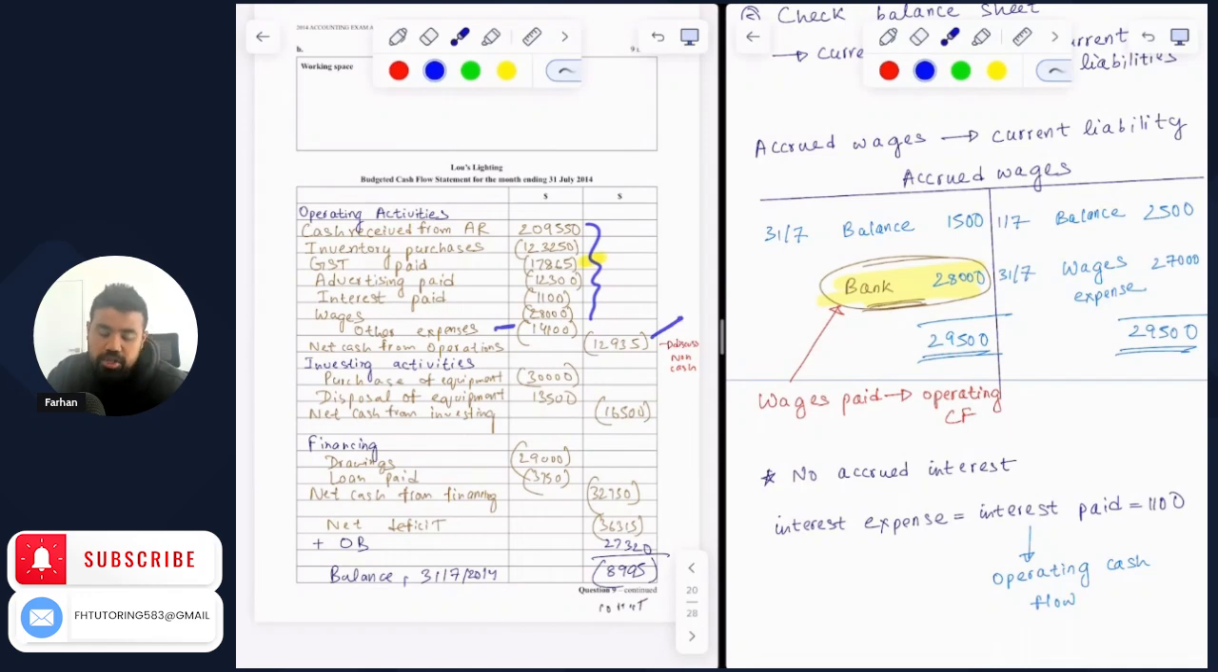Net cash from operations is $12,935, and this is a negative number. We do not include discount expense or bad debts, even though they're part of your regular operations, because both of them are non-cash expenses. The same thing applies to profit on disposal. It's a non-cash income. There's not really any cash coming in just because you've made the profit. The cash is coming from the entire selling price, right?